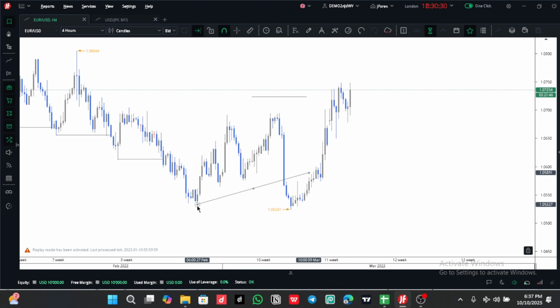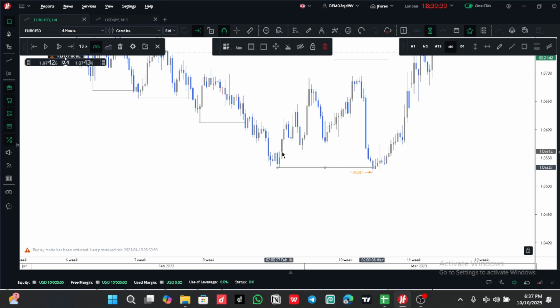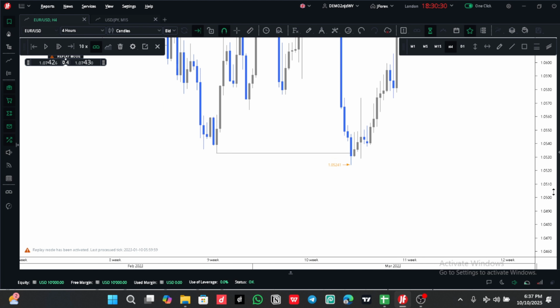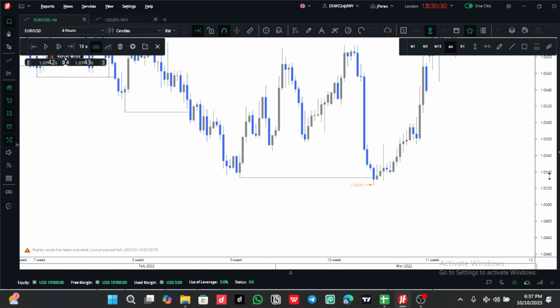This is a break of structure. You can see it. It broke with the body. See, it broke with the body. That is it. It broke with the body candle there.